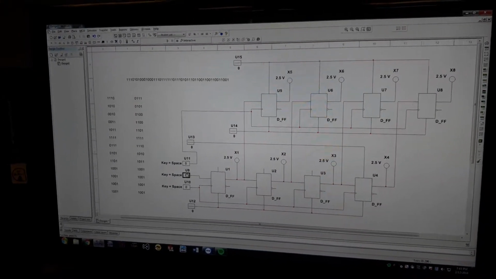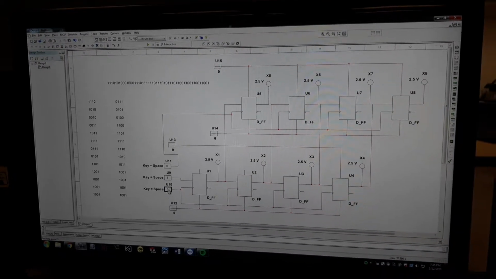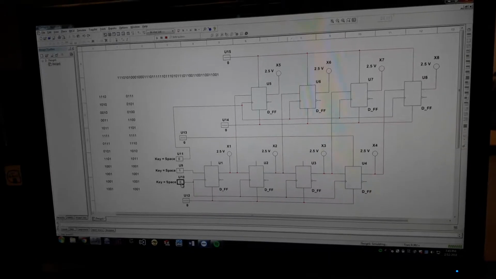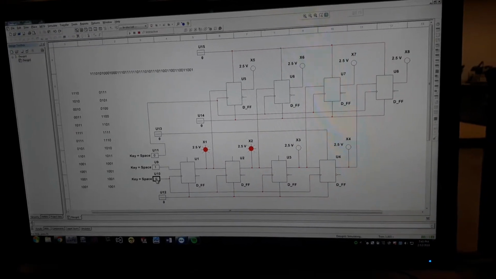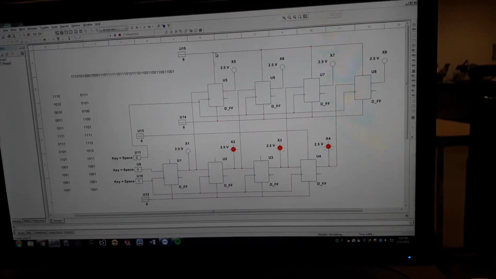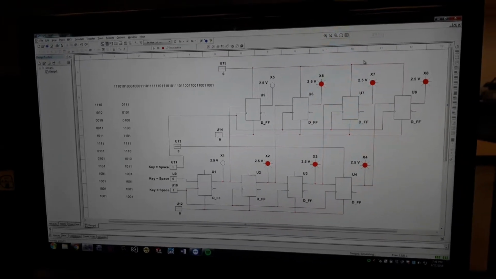So if we start this, the first input should be a 1. Oh, I did not start the simulation. That would help. Alright, so we get a 1, a 1, a 1, and then it becomes a 0. And that is when the clock hold would come in and put it all up there.